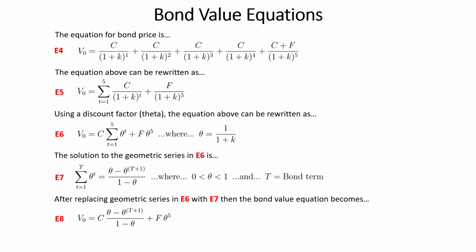That geometric series can be stated with the numerator as theta minus theta to the capital T plus 1. So in our case, the discount factor is x, and we would take x minus x to the T plus 1. The T in our case is 5 years. So that would be theta minus theta to the 6 as a numerator. And then the denominator would be 1 minus theta.